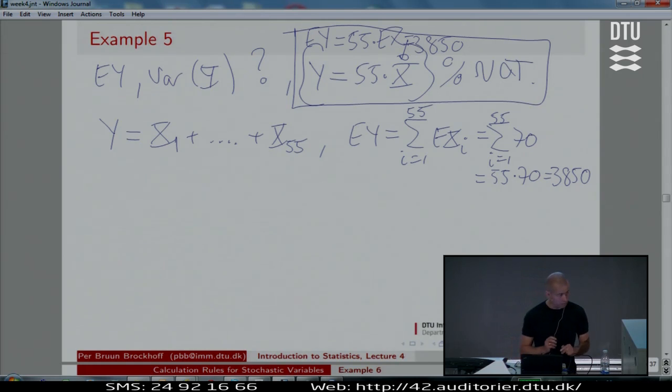But let's see what happens now on the variance. What does the variance mean here? SAS needs this variability to be able to plan overbooking. What is the risk of overbooking?